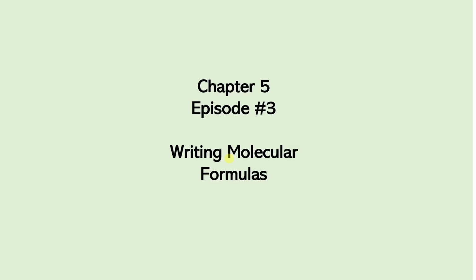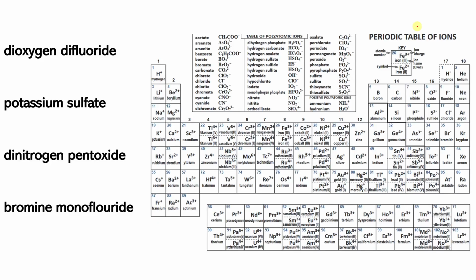Episode 3 is all about writing molecular formulas given the chemical names. The first one is dioxygen difluoride. These are the prefixes, and these are covalent compounds because the prefixes are only used in naming covalent compounds. Now here we have dioxygen, it means we have two atoms of oxygen. Then we have difluoride, it means two atoms of fluorine. That's the chemical formula or the molecular formula for the first compound.